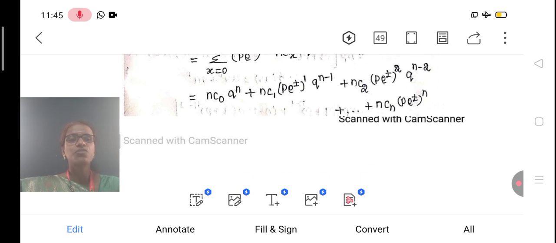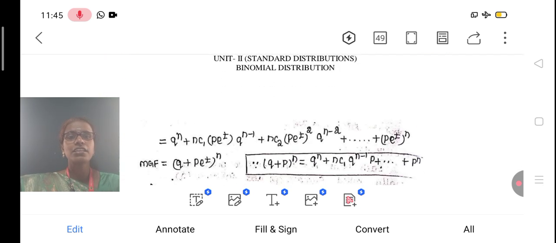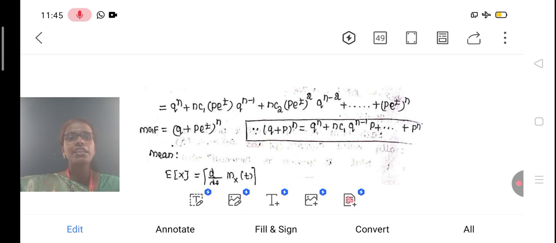We need to simplify the first and last term and keep the remaining terms as they are. The first term gives q^n, and the last term gives (p e^t)^n. The remaining terms stay as they are. Now it is a binomial expansion. We already know the binomial expansion: (q + p)^n = q^n + nC1 q^(n-1) p + and so on, and the last term is p^n.